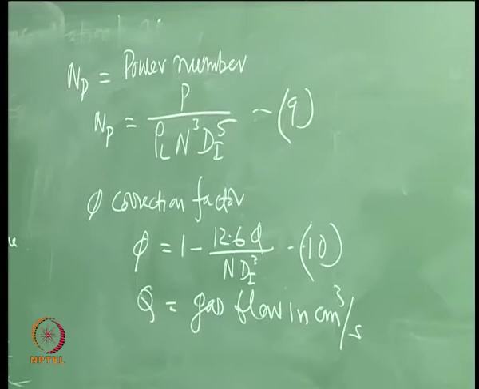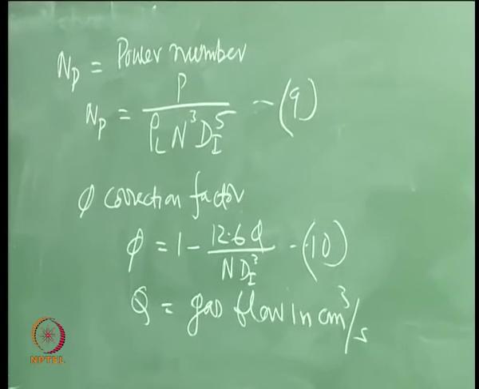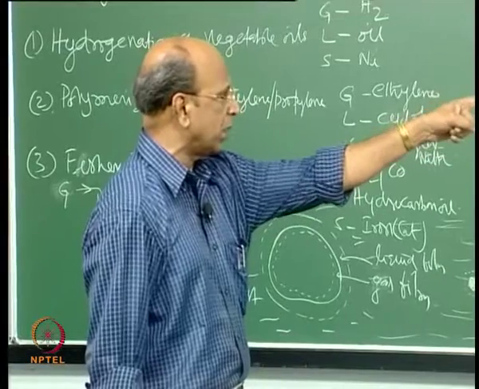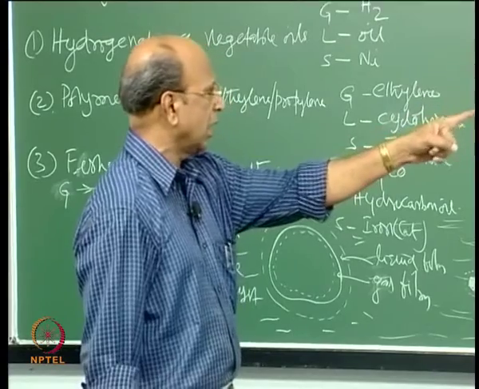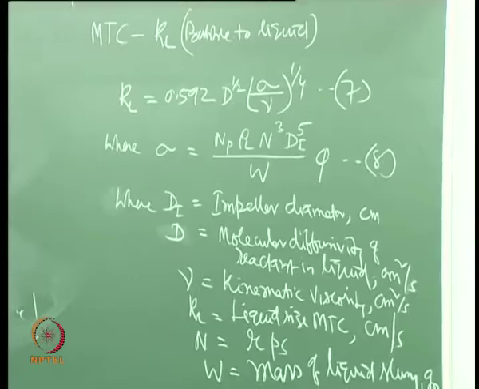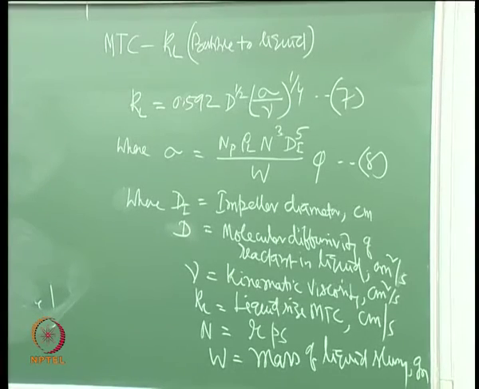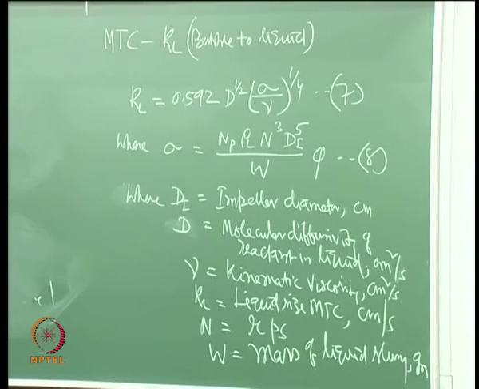You see now, just to calculate K_L alone, how much work would have gone, particularly when you are using impellers. The K_L equation is related to sigma, which is there in equation 7. Now, to calculate sigma, you also need phi and N_P. So N_P has another equation, and phi has another equation.